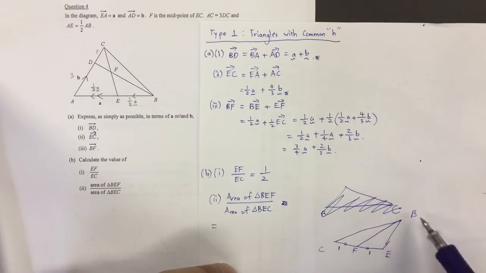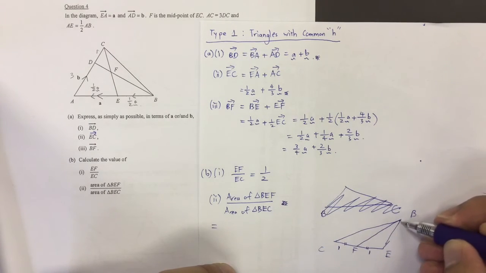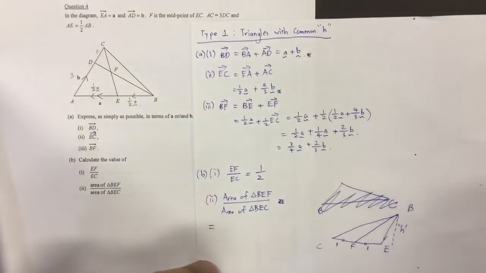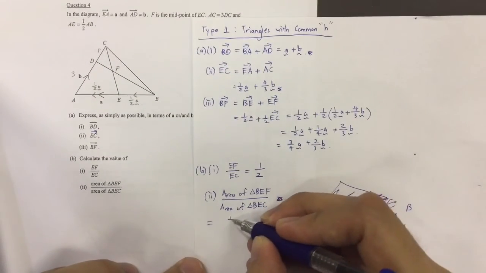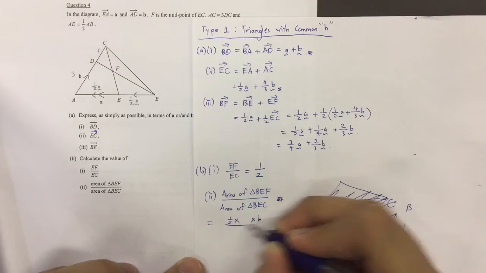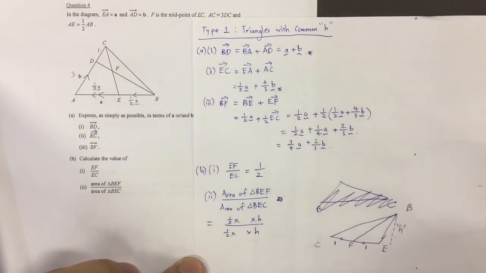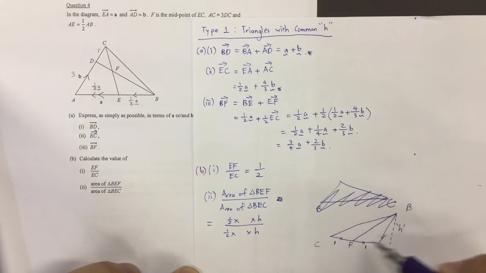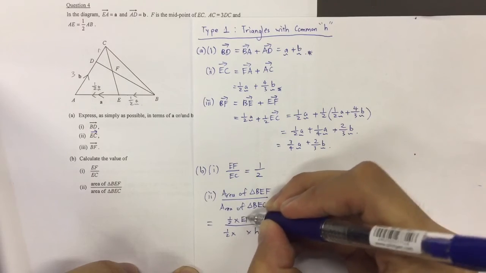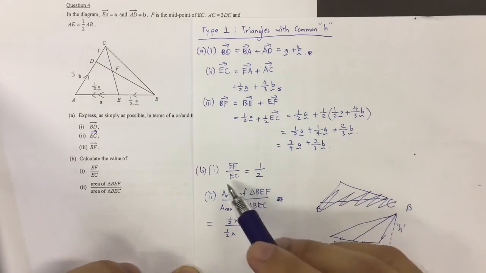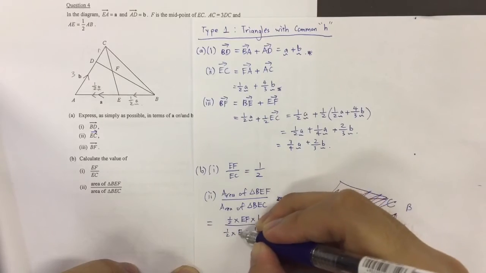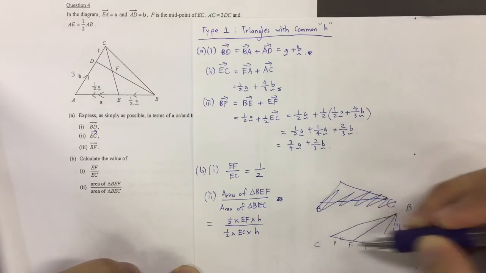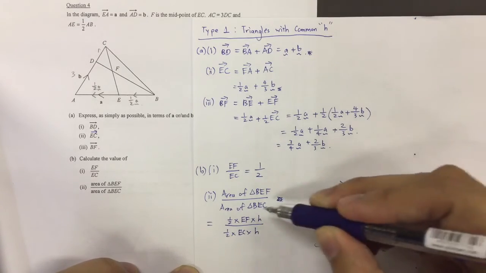So triangle BEF and BEC share a very common height, an invisible height H, both of the triangles. So in terms of simple area of triangle, we know that it should be half times base times height over half times base times height. Since they share the same height, now base wise, for BEF, the small one, I'm going to look at just EF as the base. For BEC, we're going to use EC as the base. So EF belongs to triangle BEF, and EC belongs to triangle BEC.